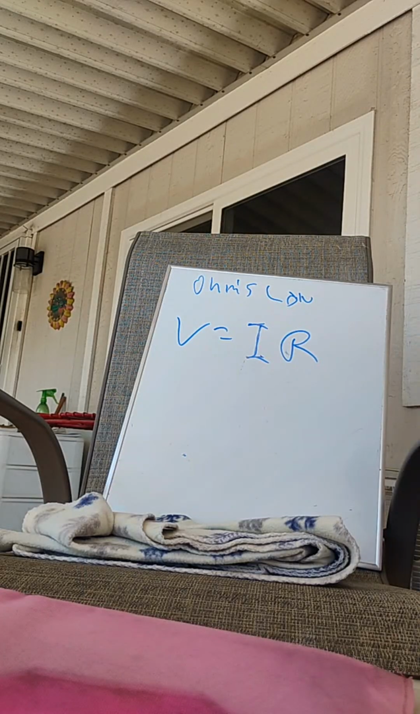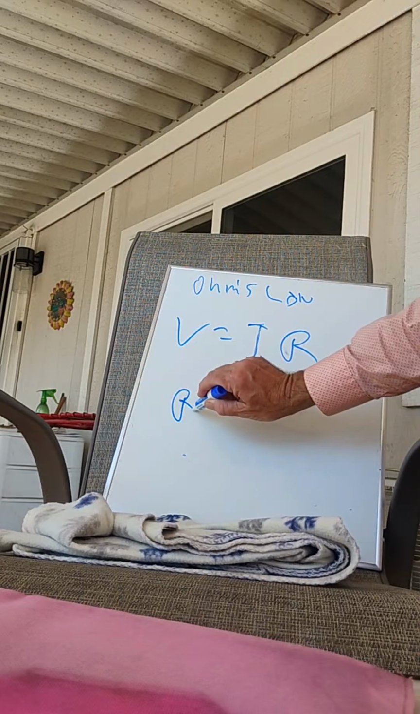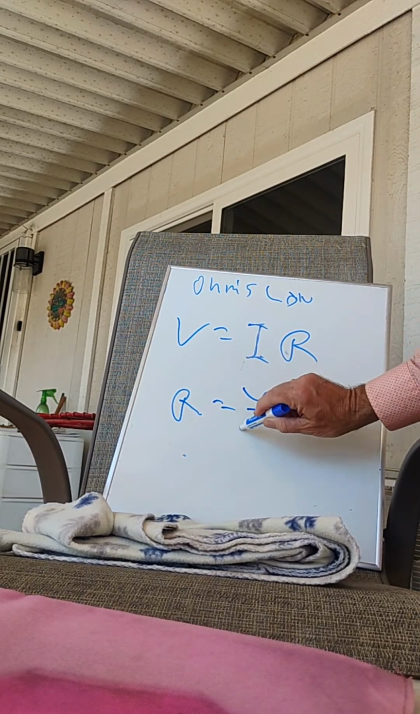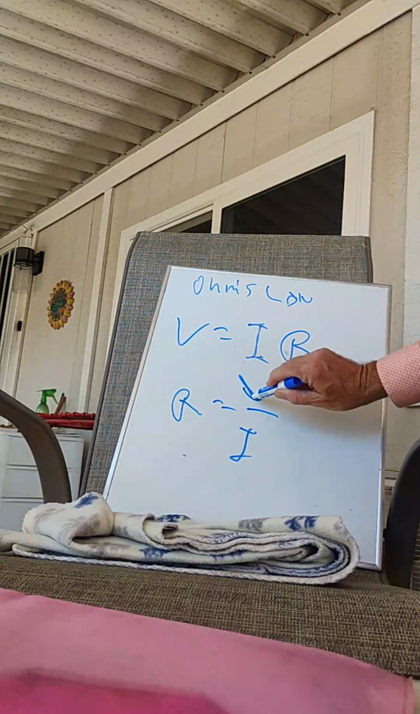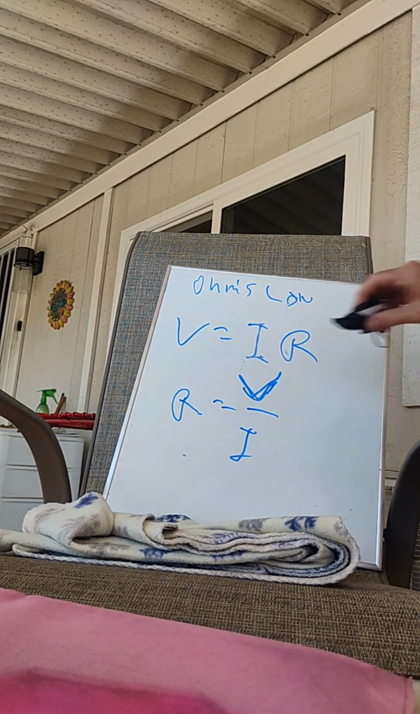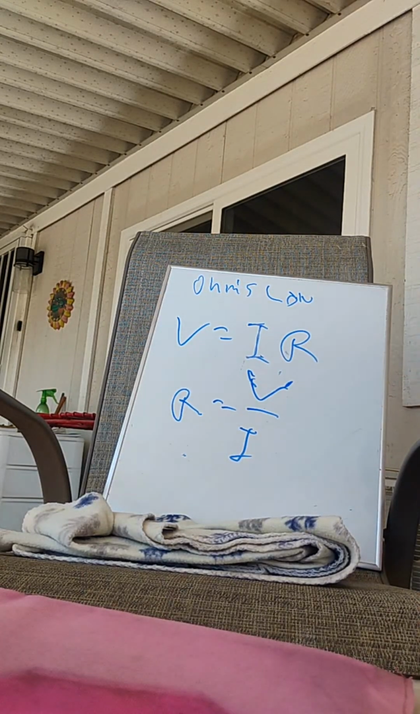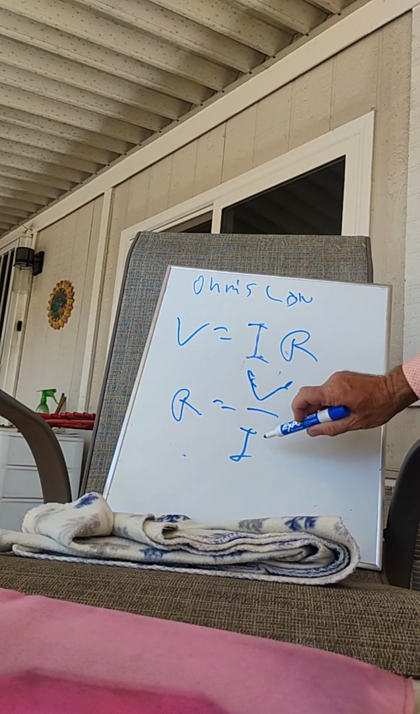That's Ohm's law. So you can say it also as R equals V over I. I can't even hardly write. Resistance equals V over I. That's supposed to be voltage. I just can't write sometimes. So resistance is the ratio of voltage to current. Higher voltage, same amount of current.